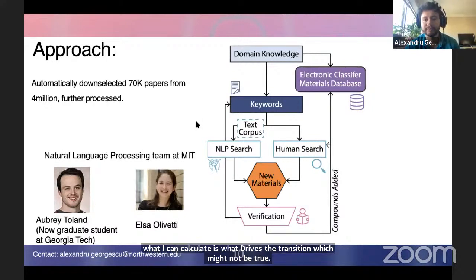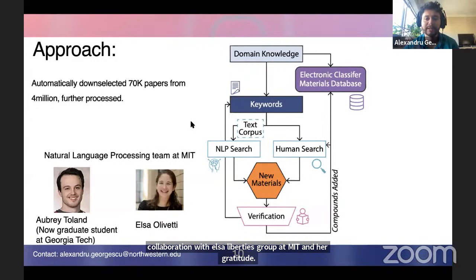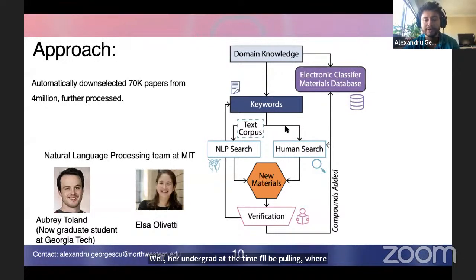So the first approach was to build this database of experimentally confirmed MIT materials. This was a collaboration with Elsa Olivetti's group at MIT and her grad student, her undergrad at the time, Aubrey Toland, where through a combination of natural language processing and human searches, we were able to identify around 60 MIT materials, which is actually more than anyone else normally studies.